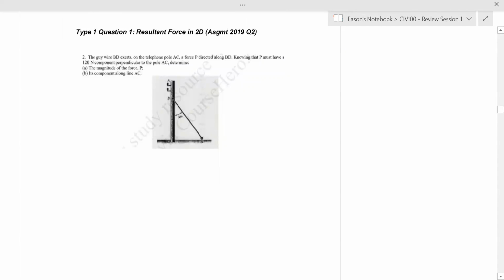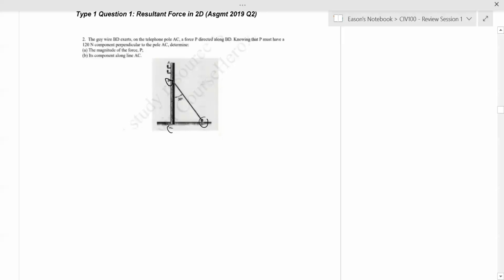Okay, so I'm just gonna read out the question. So the guy wire BD, this is B, this is D, exerts on the telephone pole AC, this is C by the way, a force P directed along BD. And knowing that P must have a 120 Newton component perpendicular to pole AC, determine the magnitude of the force P and the component along AC.